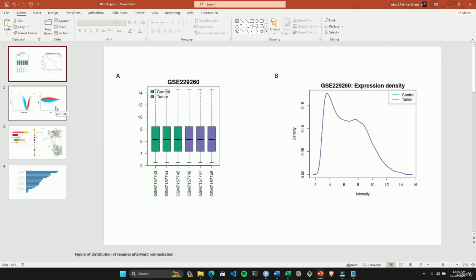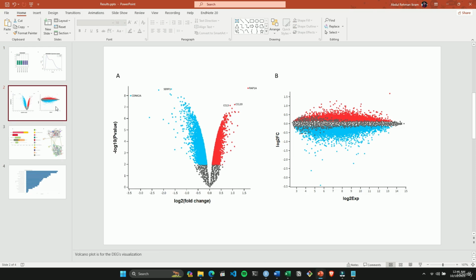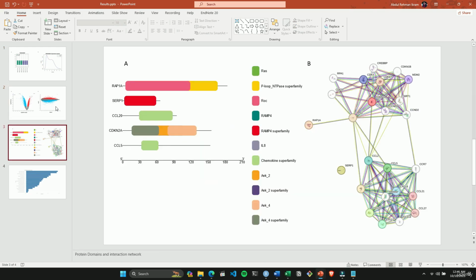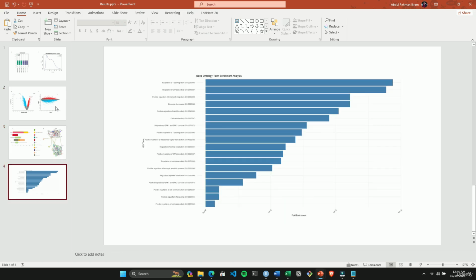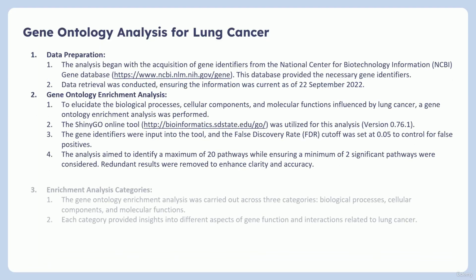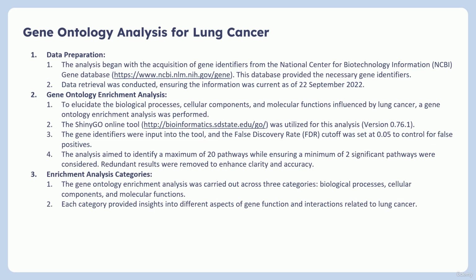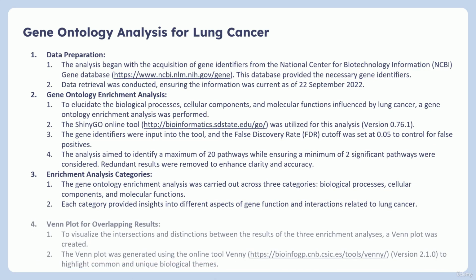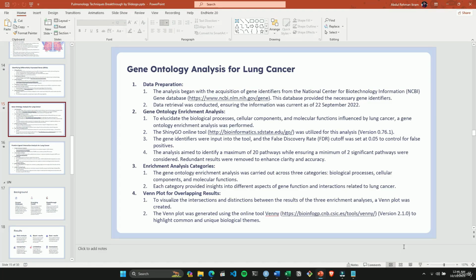So we have performed the distribution sample and expression density analysis, volcano plot visualization for the DEGs, domain analysis, protein interaction analysis, and now we have also performed the gene ontology and enrichment analysis. So let's look at the slides we got. So we have the enrichment categories, which is biological process, cellular component, and molecular function. You can relate them and interact them to the lung cancer category. And then you can also create the Venn plot if you have a lot of genes.